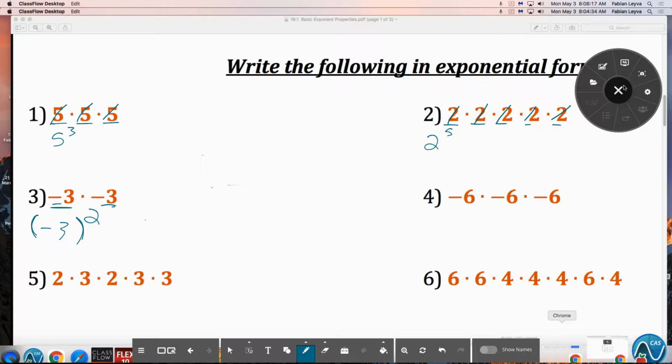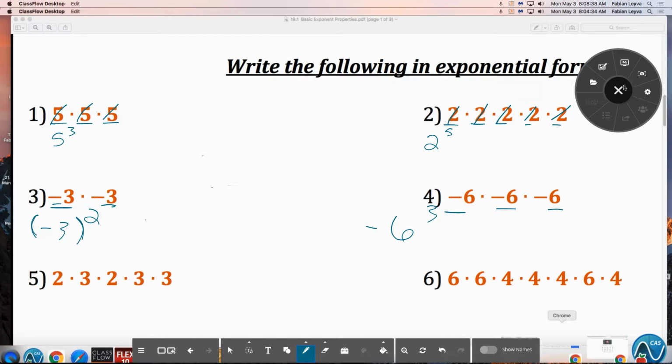So let's go ahead and do the rest of these problems just to make sure that we got them now. So notice that I'm multiplying -6 by itself multiple times. That means I could rewrite my base. I can write -6 as a base. Now, how many times am I multiplying this? 3 times. Am I correct?